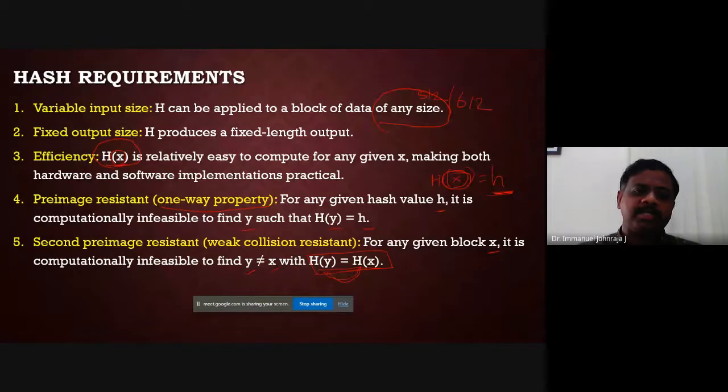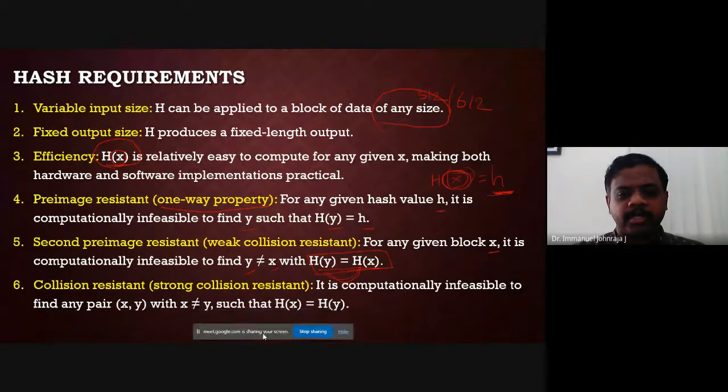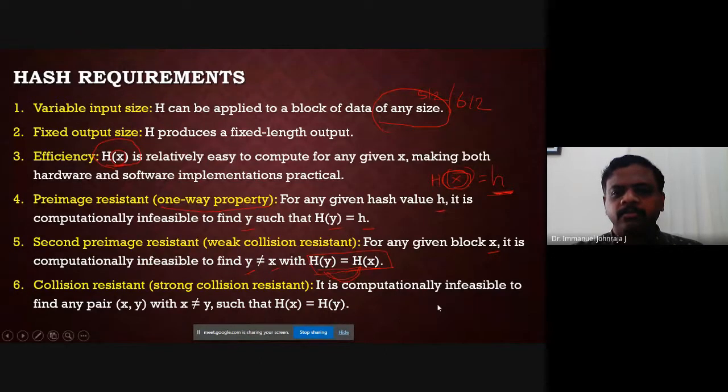All right. Now, what is strong collision resistance? It is computationally infeasible to find any pair X not equal to Y such that H of X is equal to H of Y. So I want you to find the difference between these two. What is the weak collision property? What is the strong collision property? For any given message, you can never find a pair.